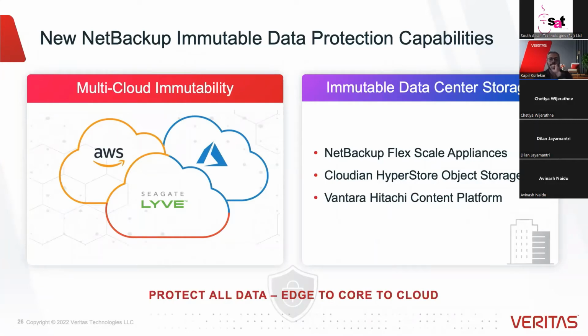NetBackup 10 expands its cyber resilient and immutable data protection policies to AWS, Azure, and other cloud providers. We have also expanded NetBackup cyber resiliency in the data center with our Flex and FlexScale appliances. And an important new capability that has been added to NetBackup is the Access LTR appliance that enables you to retain the second copy of your SaaS application data on premises. We have also added immutable data policies to support Cloudian's Hyperstore object storage and Hitachi Content Platform as well.